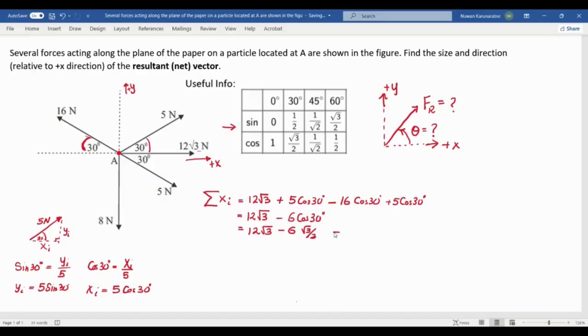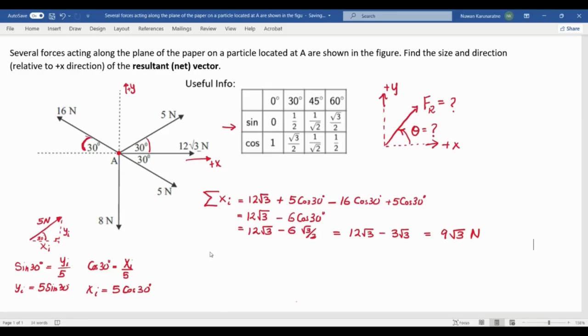And then finally I'll get 6 and 2 cancels out. So that's going to be a 3. So 12 square root of 3 minus 3 square root of 3. So the answer would be 9 square root of 3. And now I'm going to put the units, newtons. So the sum of all the x components, that's going to give us 9 square root of 3 newtons.